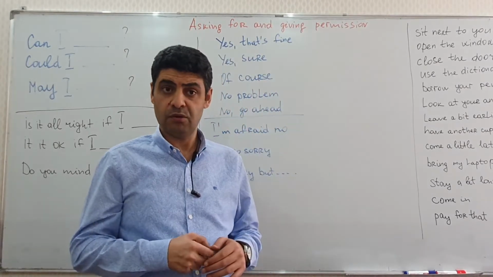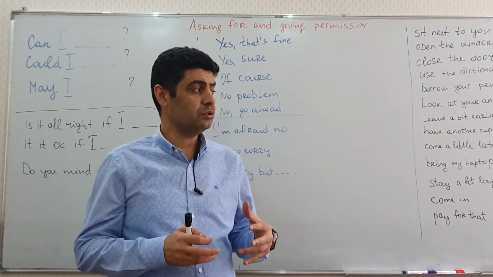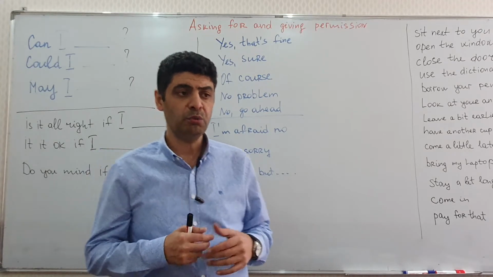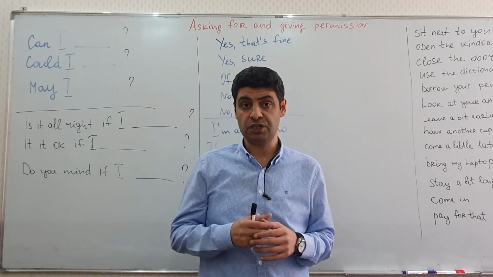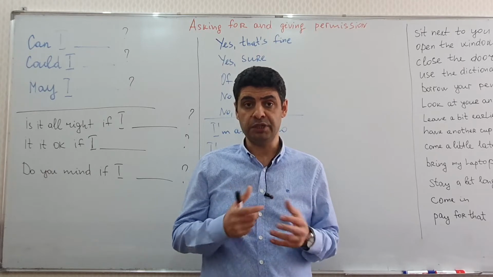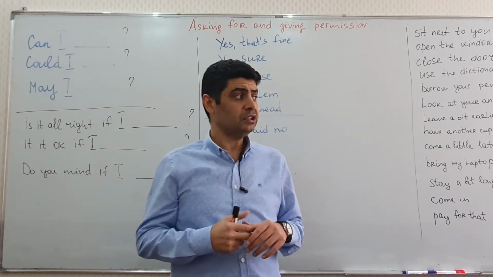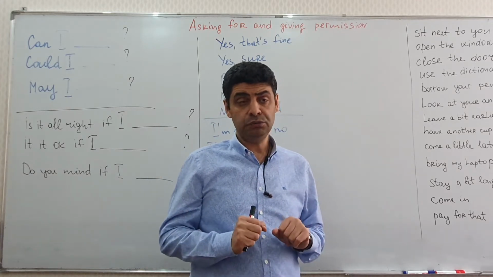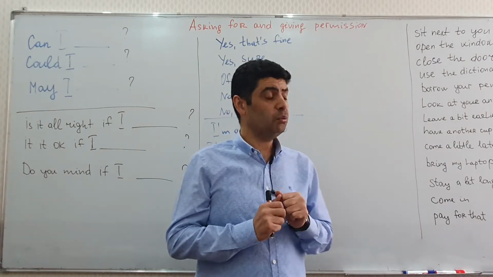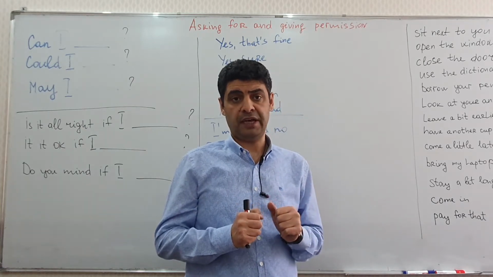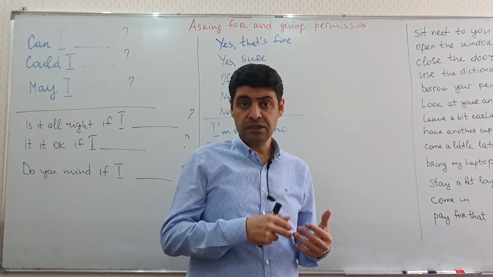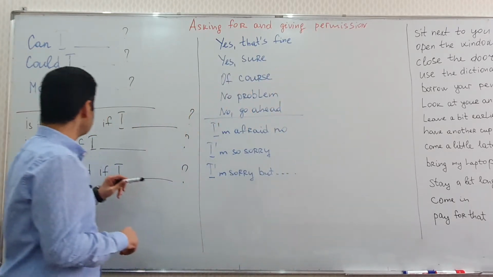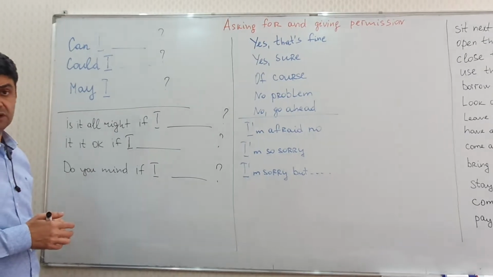Well, what we are going to do today is to look through some expressions that we can use when we want to ask for permission. What's permission? Imagine that you want to do something, like it's hot in the room and you want to open the window. But before opening that, you should ask, can you do that or not? So today we are going to look through some ways how we can do that.